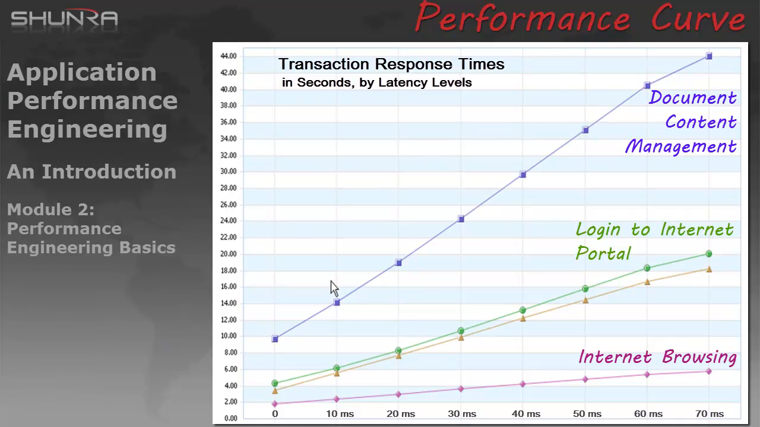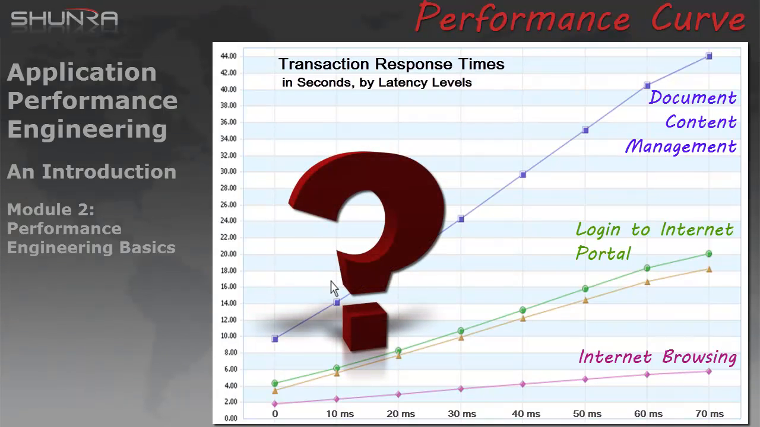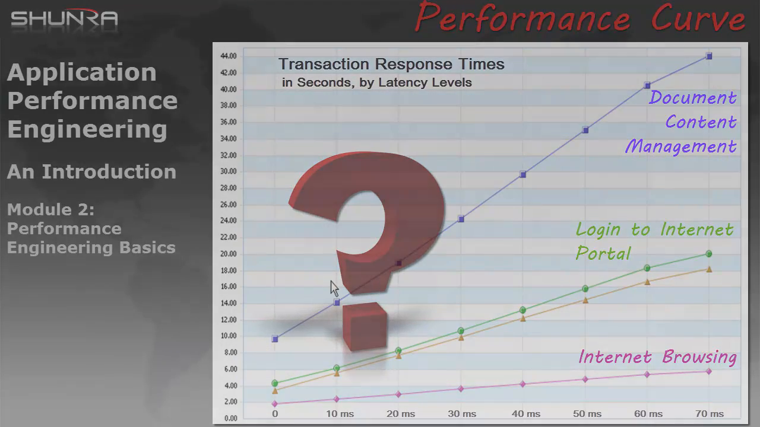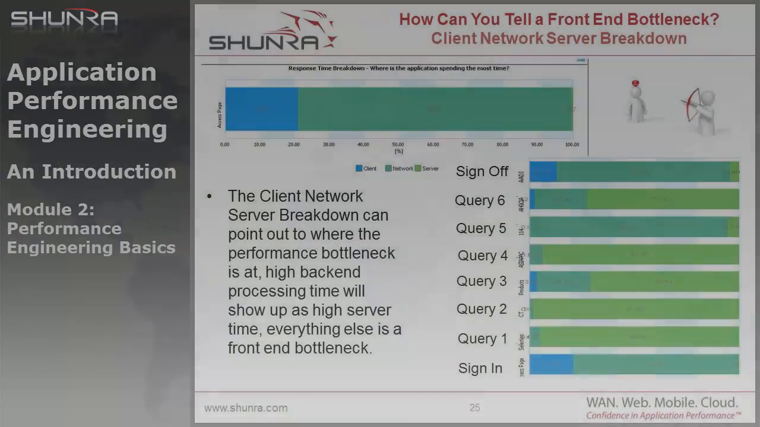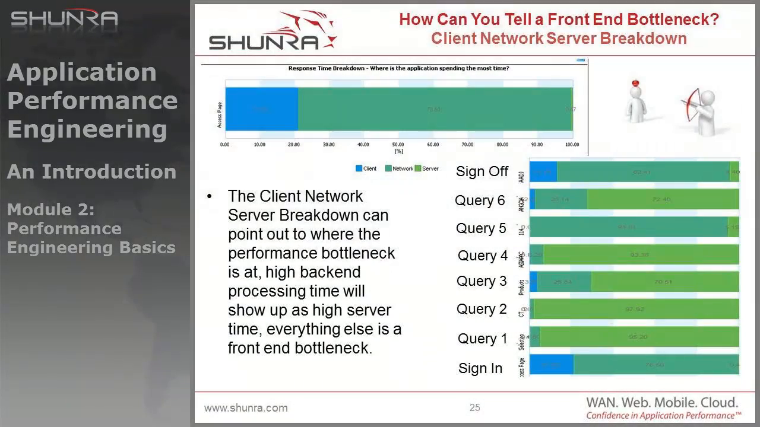This is kind of interesting. If we go back again and look at this and really concentrate on the different types of transactions, how do we know what's tying up? Where are we lagging? Where are we hanging? Where is the bottleneck? There's a way we can tell that. We can identify that with this front-end bottleneck client-server network breakdown.